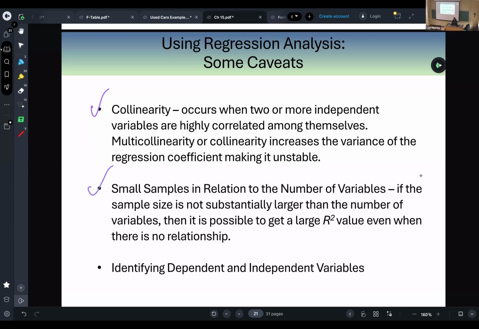And you want to be able to identify which is the dependent variable. The dependent variable is our Y, and our independent variables are our X1, X2, X3 to XK.